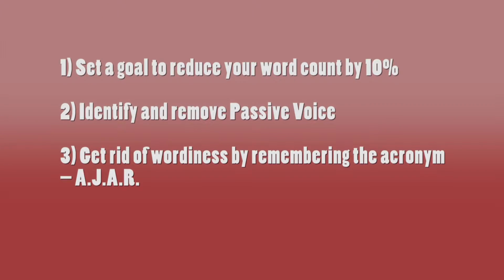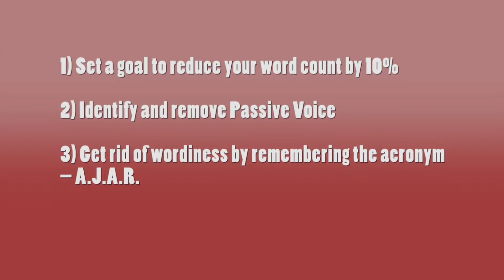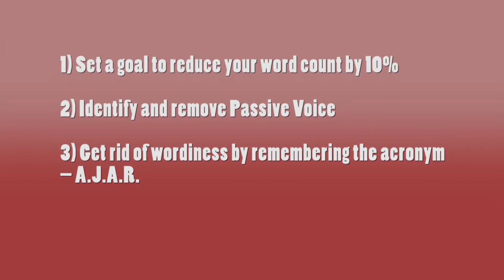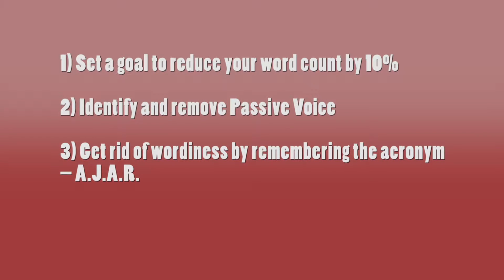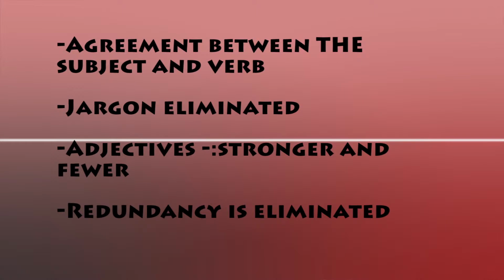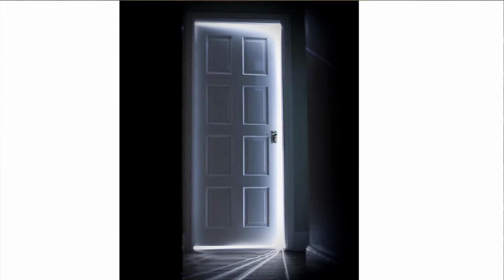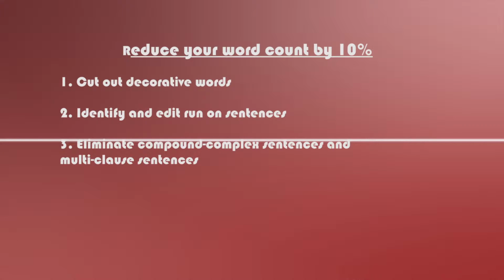The basic strategies of succinct writing include: 1. Set your goal to reduce your word count by 10%. 2. Identify and remove passive voice. 3. Get rid of wordiness by remembering the acronym AJAR. A. Agreement between the subject and verb. J. Jargon eliminated. A. Adjectives stronger and fewer. R. Redundancy is eliminated. To remember these quick tips, do not leave the door to your writing ajar. Close it with tighter word choices.